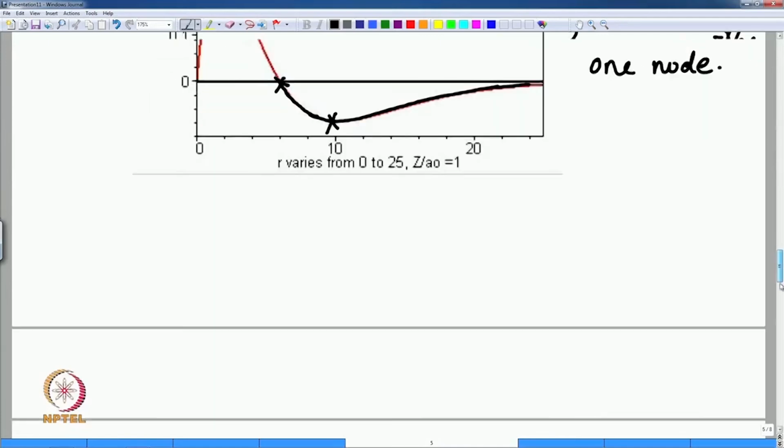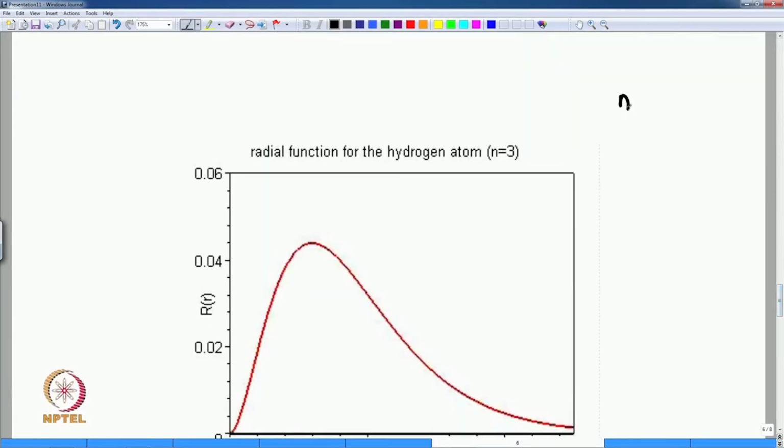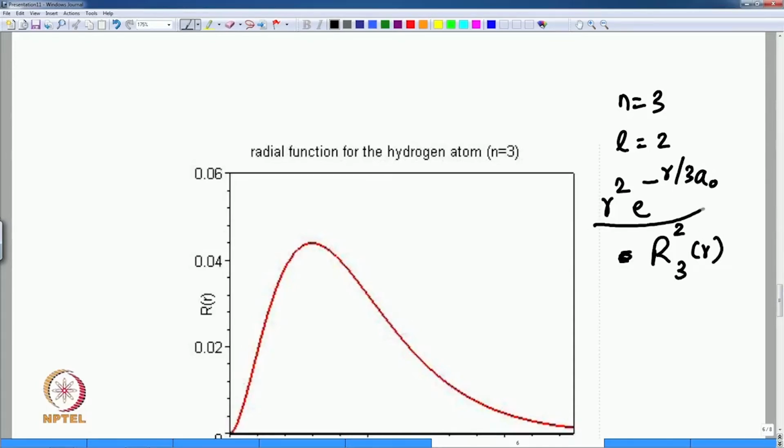And the last one, when you look at n equal to 3, L equal to 2, the function is r square e to the minus r by 3 a naught. This is like the radial function R3,2 of r. I have not put in the normalization constant, but that is what it is, and the r square has only one maximum, and then the exponential eventually goes to 0, no nodes.